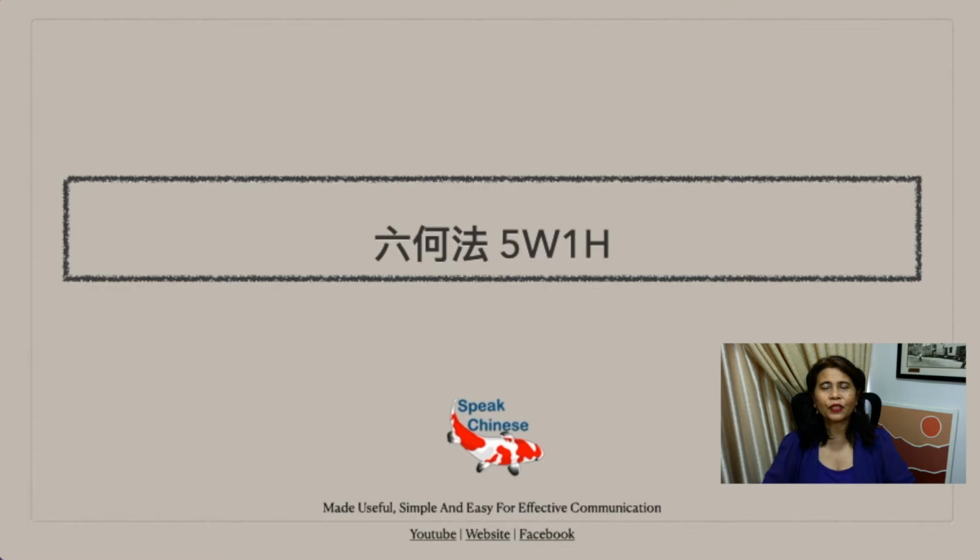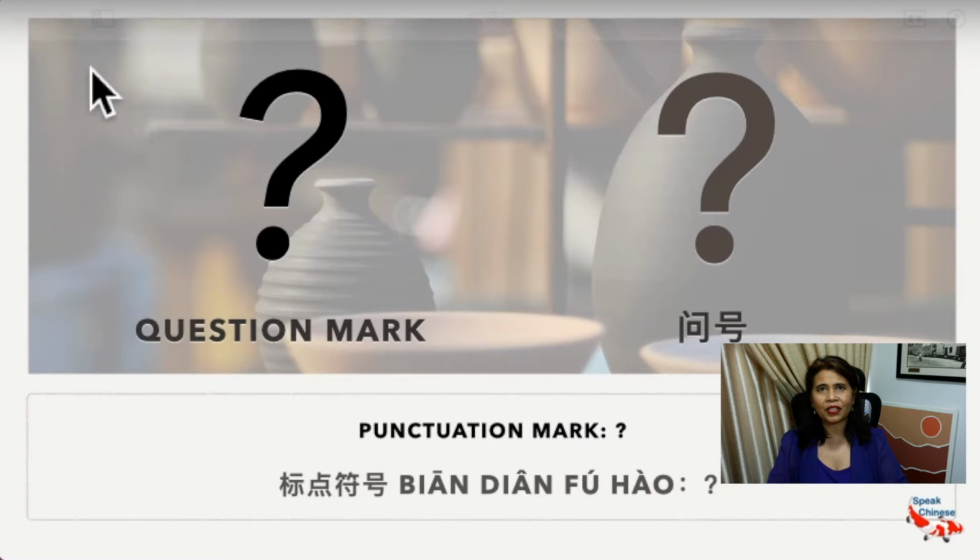As a beginner to the Chinese language, this is how you are going to start learning how to form questions using the 5W and 1H. When we are reading a text, the question is always indicated by a question mark at the end of the sentence. So the punctuation mark is the same for both English and Chinese. But what about when we are talking? When we are asking questions verbally, we can't see that the question has ended.